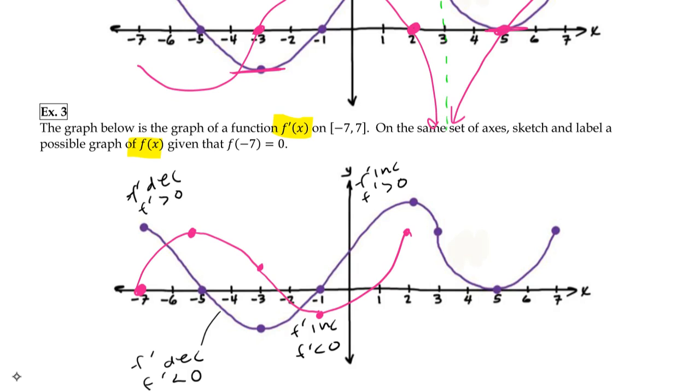Right here, what's going on in the next piece? We have f prime decreasing and f prime greater than 0. So this means that I need to be concave down and increasing. Okay, a couple more. This piece, f prime is decreasing and f prime is above the x-axis. So what does that mean? I need to be concave down and increasing. I already was concave down and increasing, I just have to go a little more.